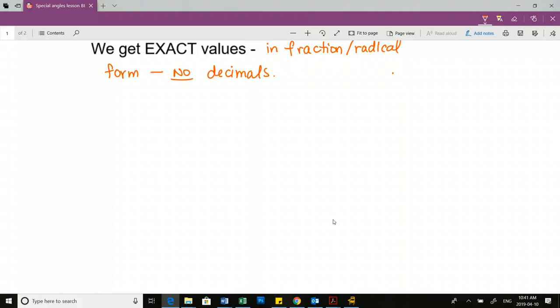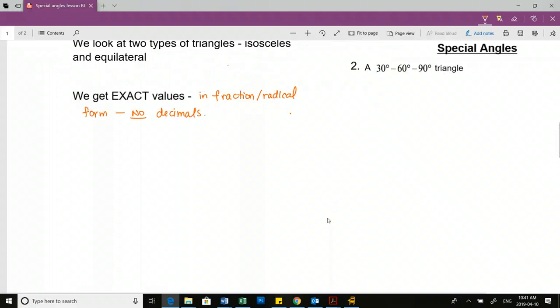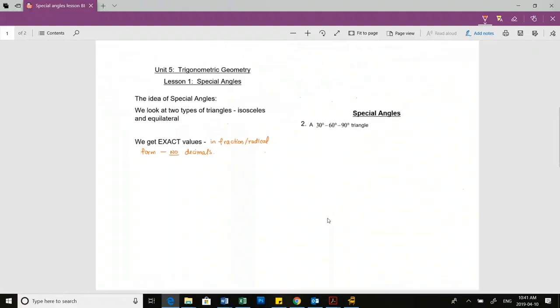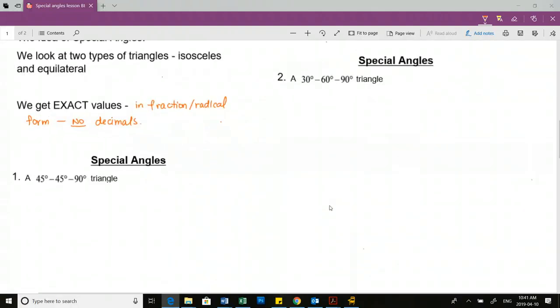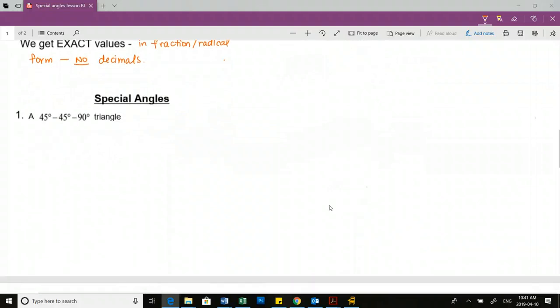So when we look at an isosceles triangle, I thought I had a label down here. Maybe it didn't load. There we go. There it is. So if I have a 45, 45, 90 triangle, we'll draw it out here. So that's a right angle triangle.